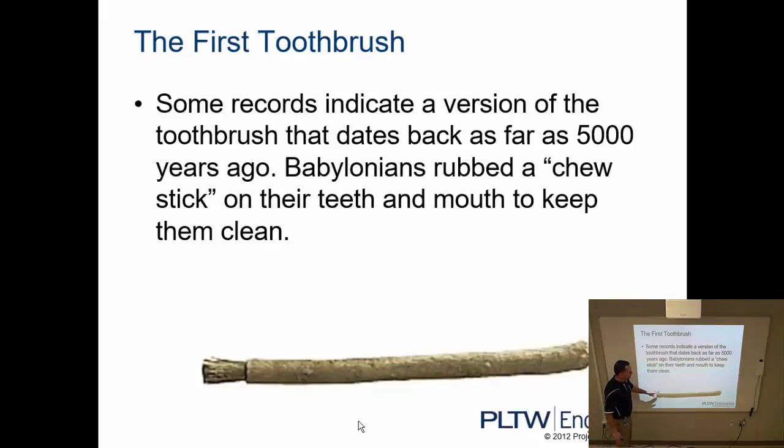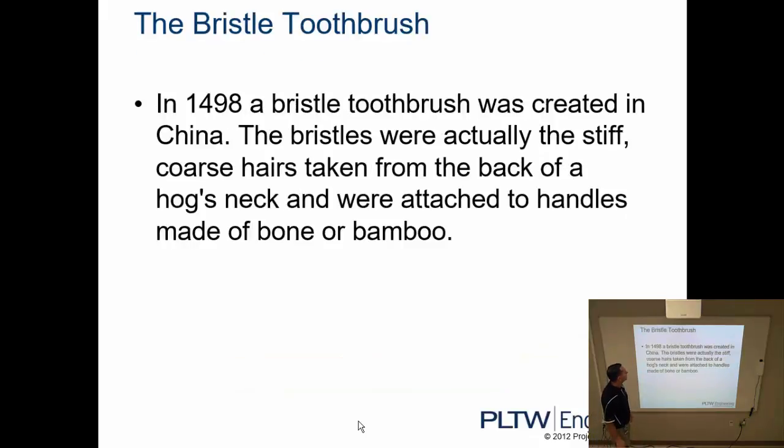So let's look at the toothbrush as our example. Let's say we picked the toothbrush as our product, and we're going to do an exemplar of what that product would be over its life cycle. Early records in this case show that the toothbrush dates back to 5,000 years ago. Babylonians rubbed a chew stick on their teeth and mouth to keep them clean. So that's the earliest invention of the toothbrush.